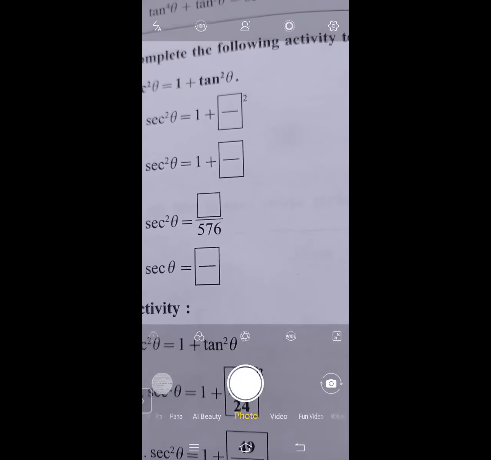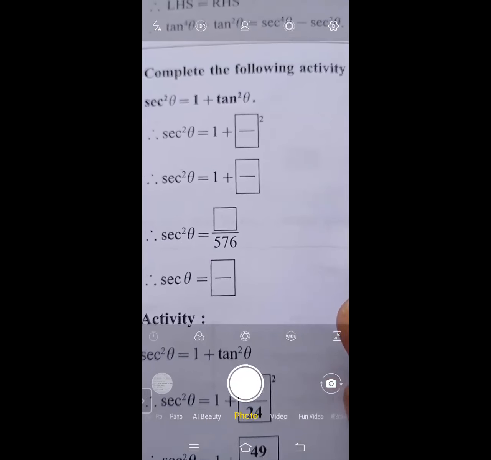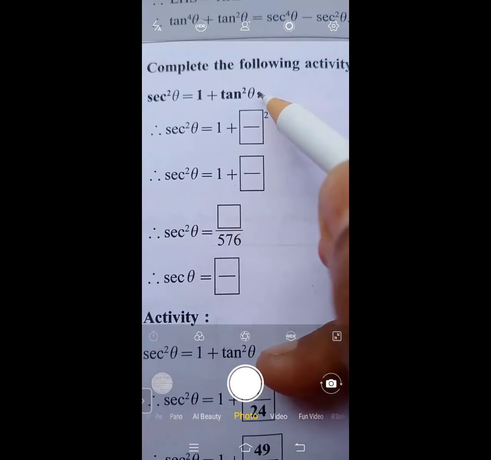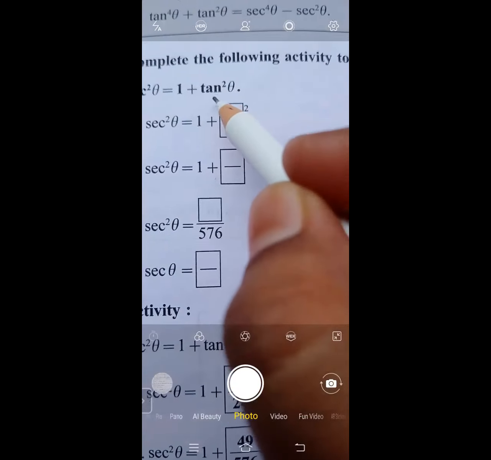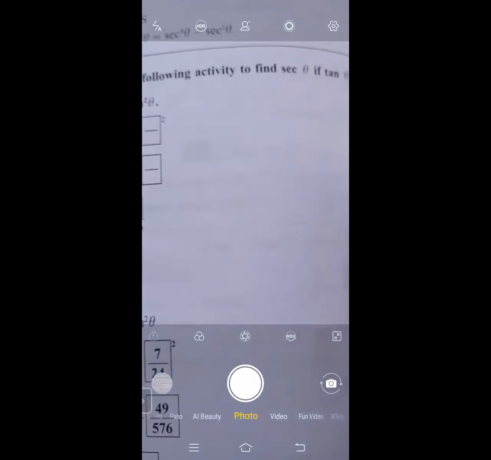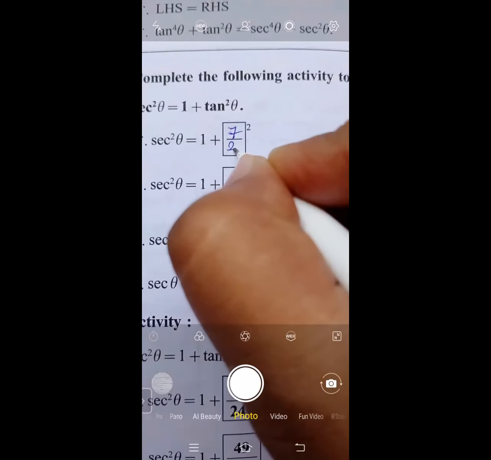It just requires all the knowledge about squares and square roots. Now sec square theta is equal to 1 plus tan square theta. Okay, so we have the value of tan square theta. It is given in the boxes, just substitute it. So it is 7 divided by 24.